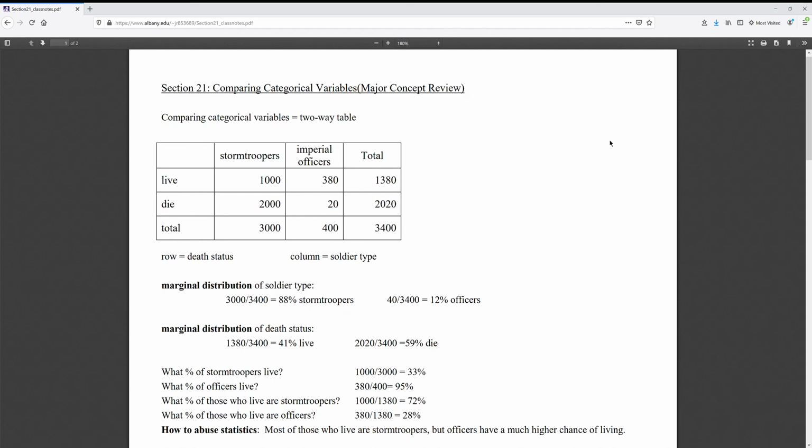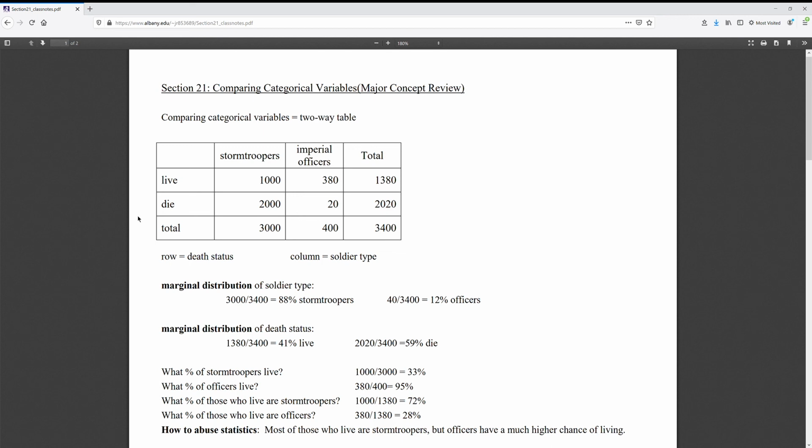Section 21, Comparing Categorical Variables. A comparatively simple section, but preparation combined with 20 for what we're going to do in 22. So we're back to data analysis rather than inference. And the thing about categorical variables, of course, is there's not a lot to say about them.